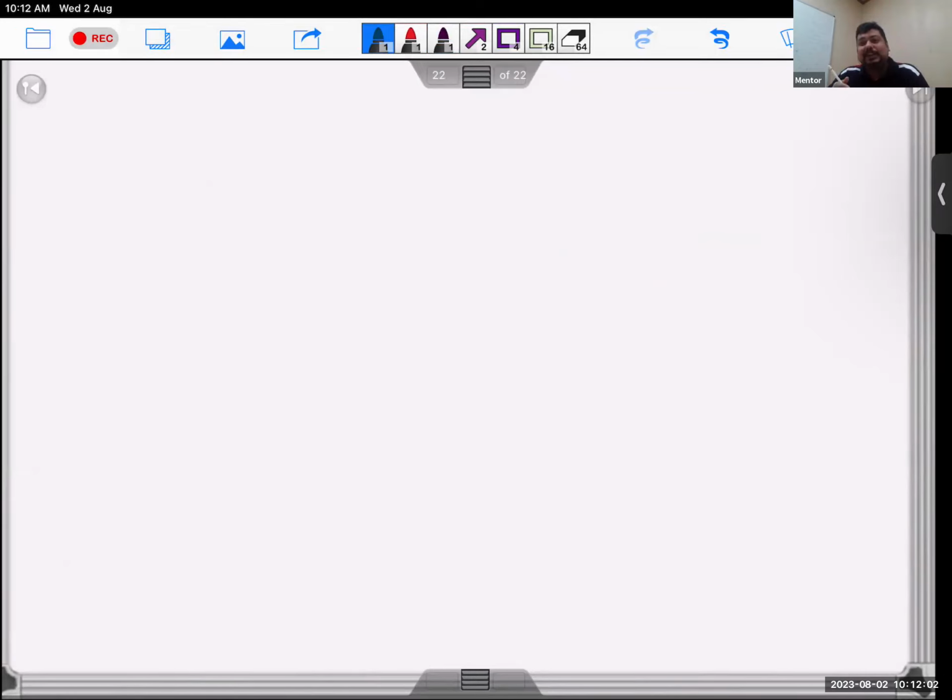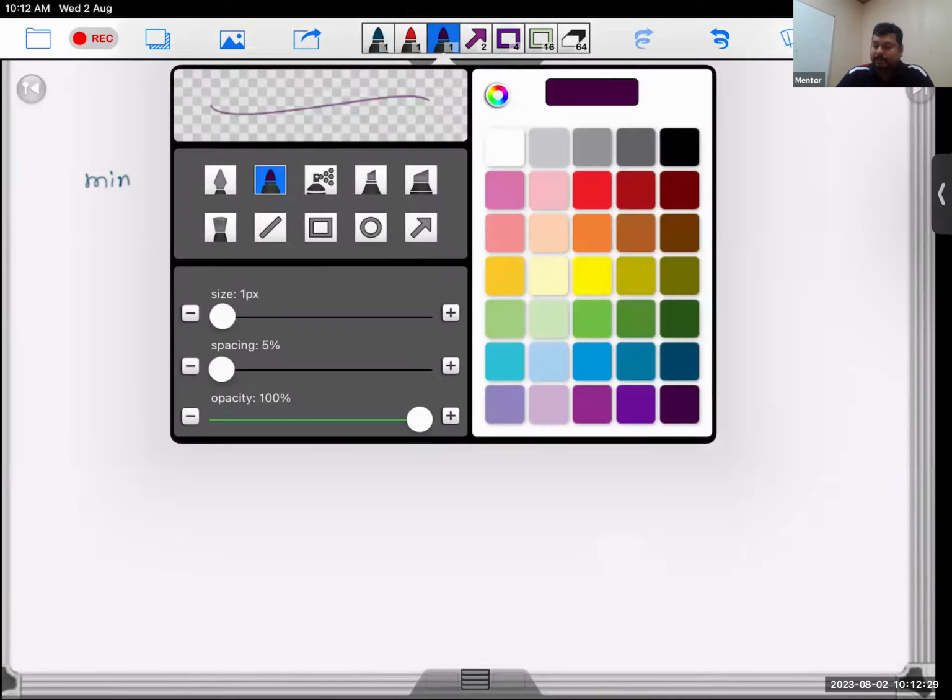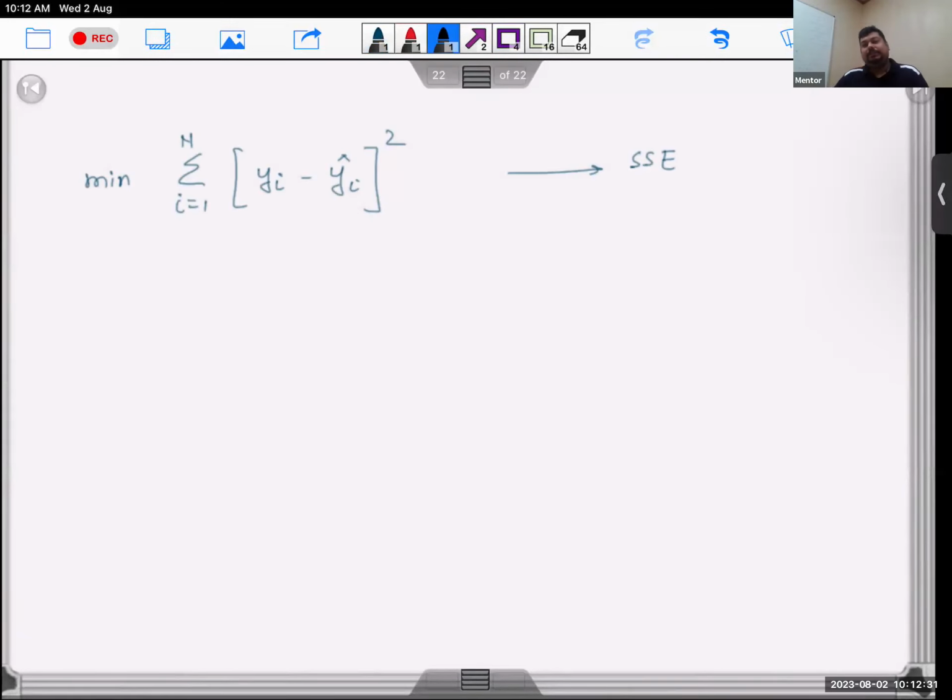Because if I differentiate it, the constant will go to the other side. Which one do you want me to use? Sum of absolute error? Sum of absolute error you cannot use, that's not differentiable. It's sum of squared errors. So we are going to use the sum of squared errors. You can use any function. There is no harm in it.